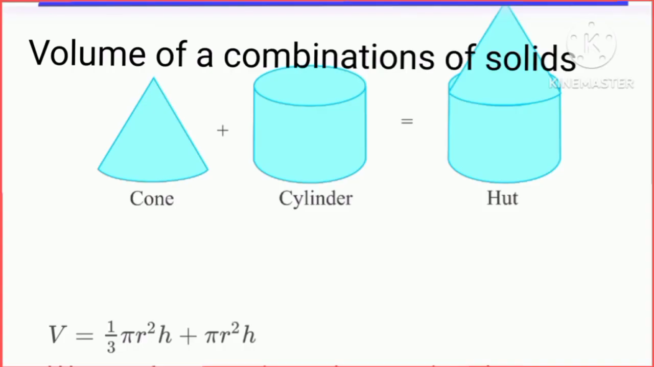Example: hut. Let us have a look at this image. We can form a hut using a cylinder and a cone. So the volume of the hut is equal to volume of a cylinder plus volume of a cone. V is equal to 1 by 3 pi r square h plus pi r square h.